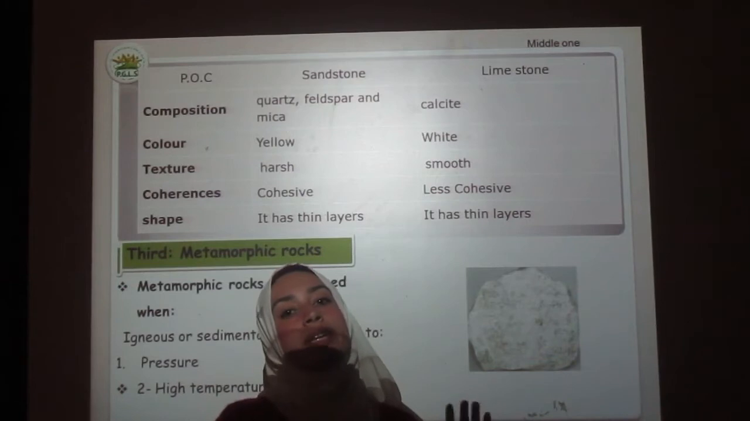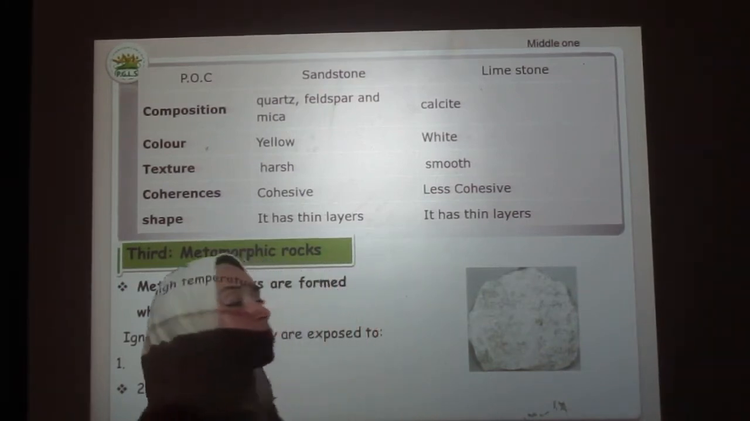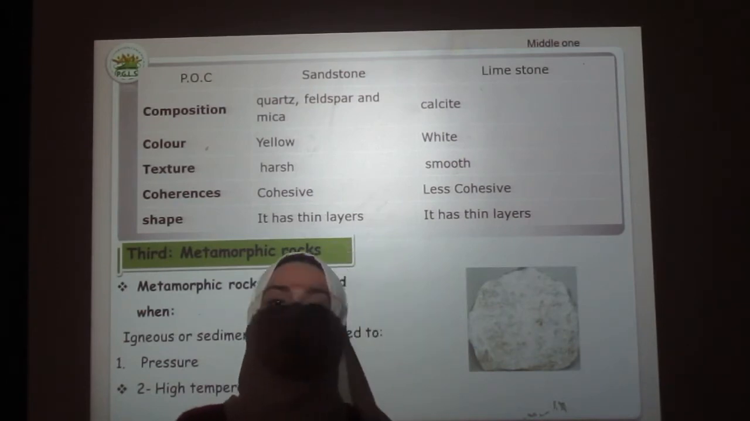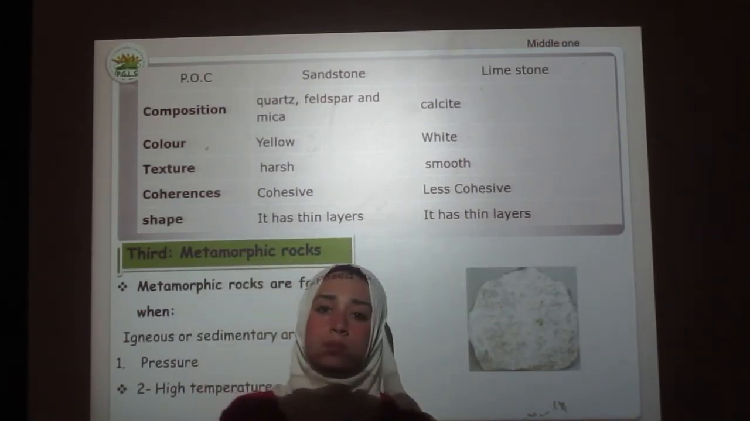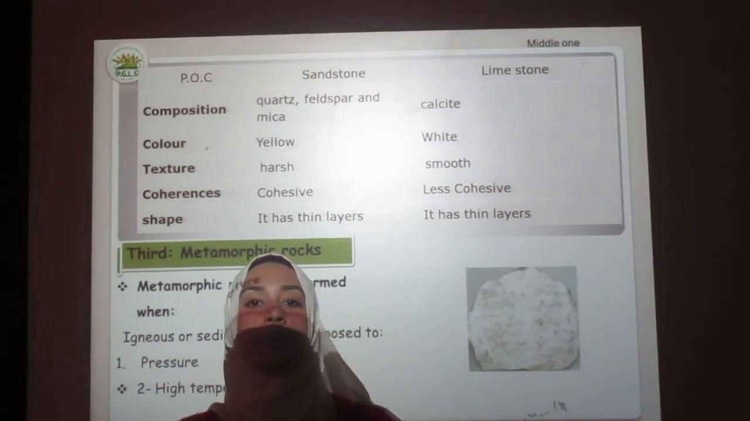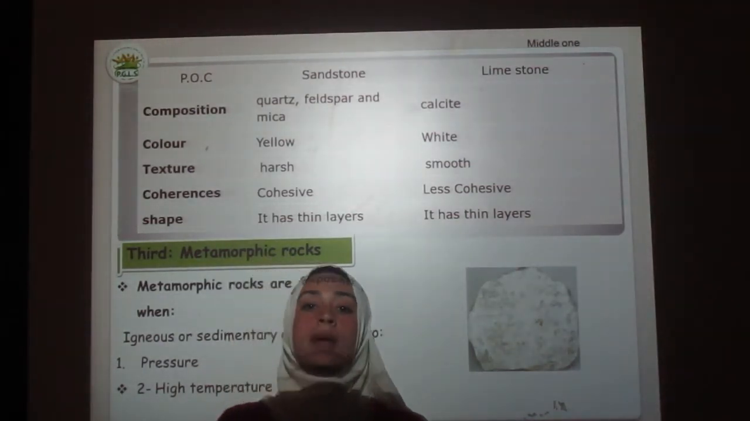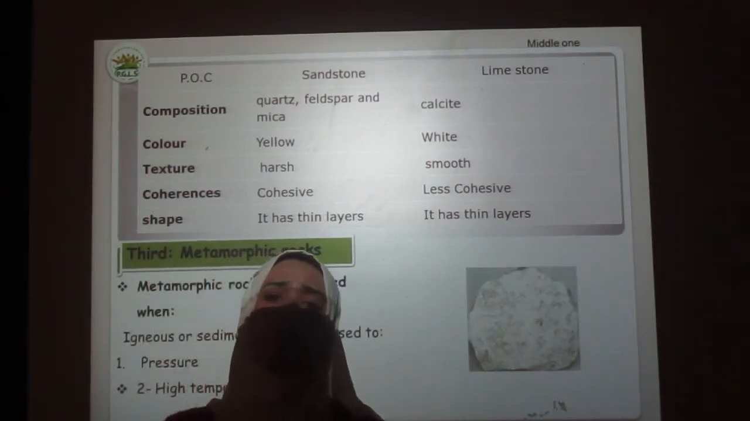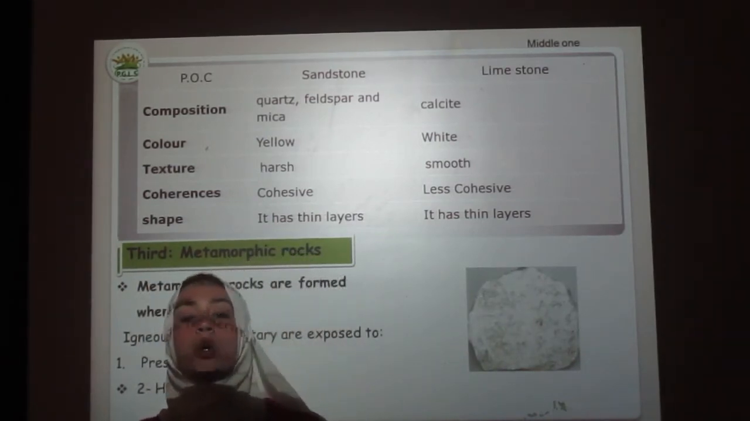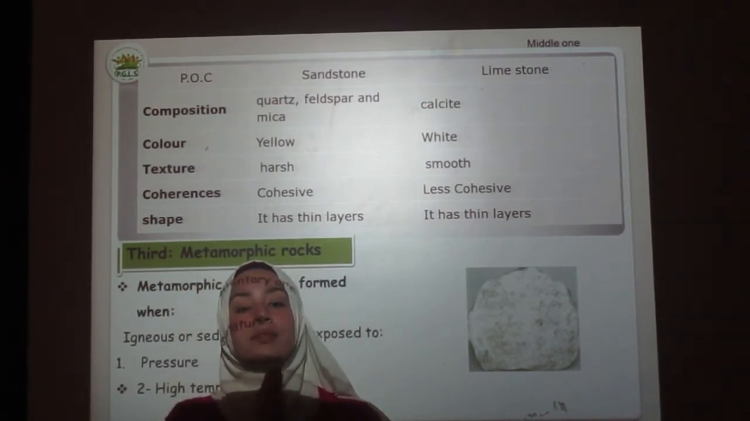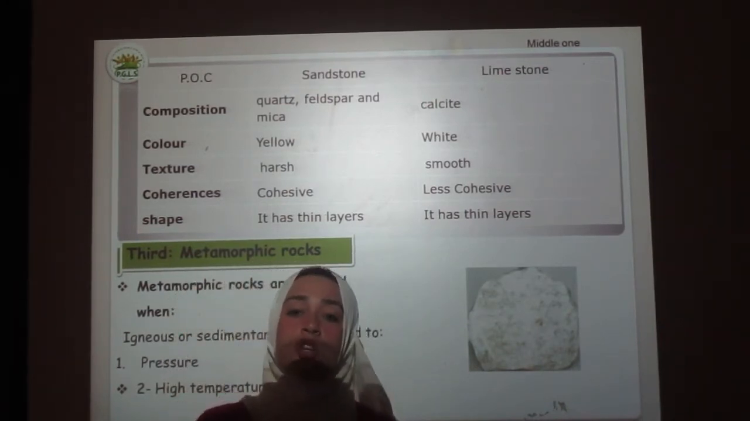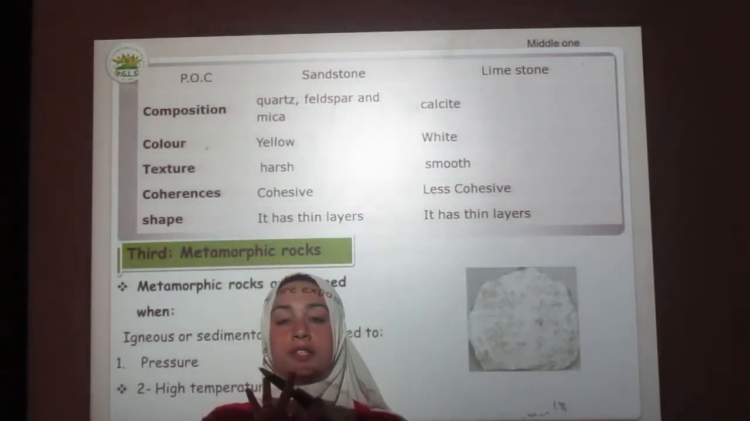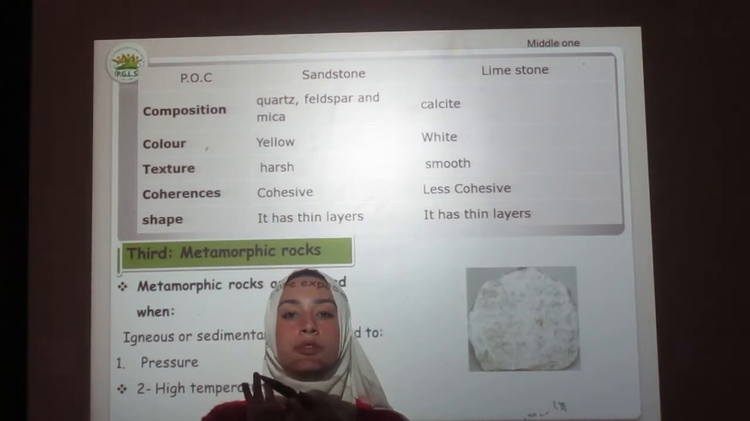Let's finish our lesson today, which was talking about minerals and rocks. If you remember with me, we said that lesson 3 in unit 3 talks about minerals and rocks. Minerals are divided into many types, and rocks are also divided into many types according to the way of formation. We divide them into 3 types. We have igneous rocks, sedimentary rocks, and metamorphic rocks.